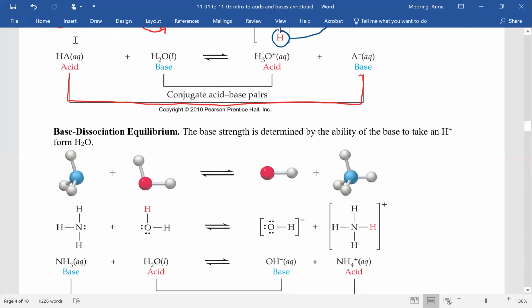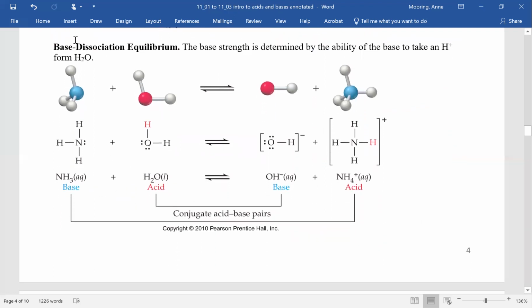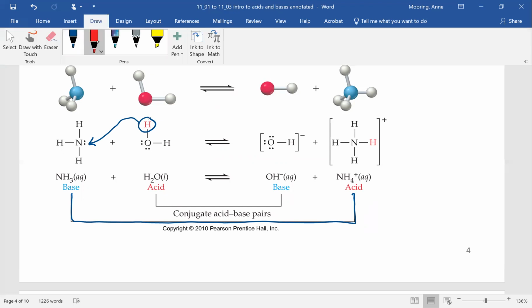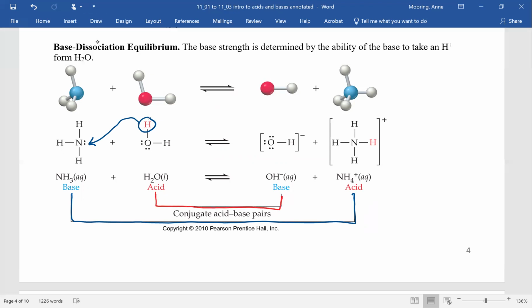Let's take a look at a base dissociation equilibrium. Base strength is determined by the ability of the base to take a proton from water. In this case, we have ammonia, and it is going to take a proton from water. So there's our relatively labile hydrogen, and we're going to form the ammonium ion. We have a conjugate acid-base pair with the ammonia and the ammonium, and a second conjugate acid-base pair with the water and the hydroxide. Notice again, the only difference between these conjugate acid-base pairs is the hydrogen.